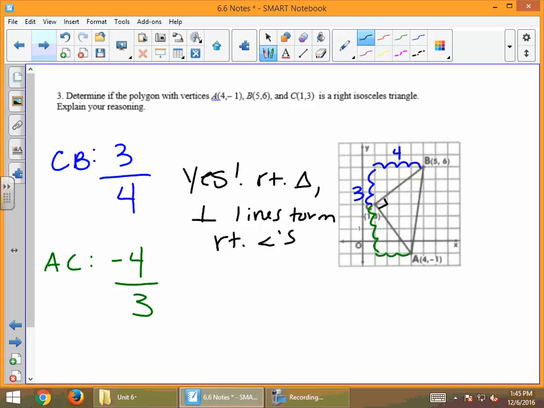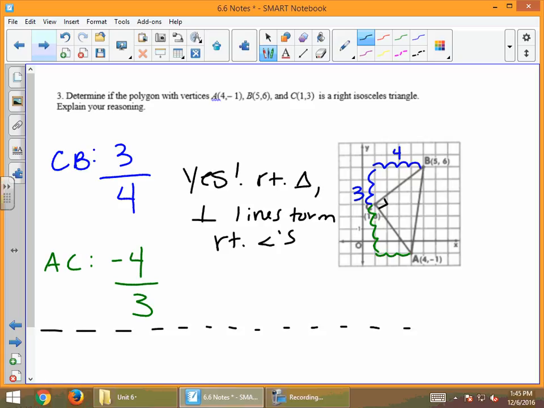Right? So now we just showed it was a right triangle. Let's show it's isosceles. So what do we know about isosceles triangles? Two sides are the same. Well, let's try to see.